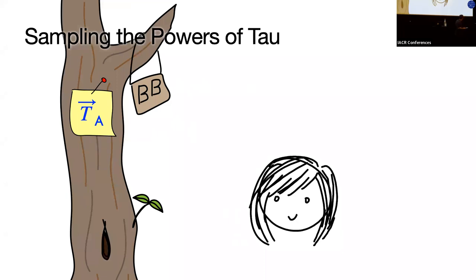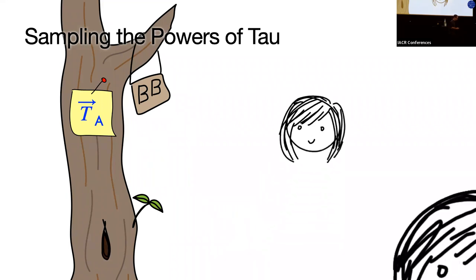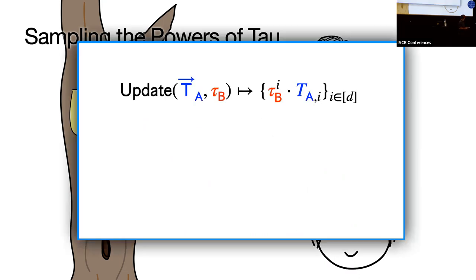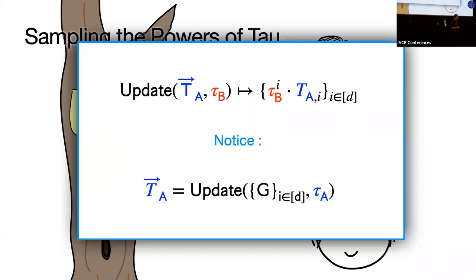And at this point, Alice is actually done. She doesn't need to interact with the protocol anymore, and she can sort of fade away into the background as another party comes along. So this is Bob, and he also samples a multiplicative share. And then he reads Alice's contribution off the bulletin board and uses his multiplicative share to update it. So when I say update, here's what I mean. He takes every element in the vector that is Alice's output and multiplies it by the corresponding power of his multiplicative share of tau. And of course, you can see that Alice actually just computed a slightly degenerate version of this function, where she used the vector of all curve generators as her starting point.